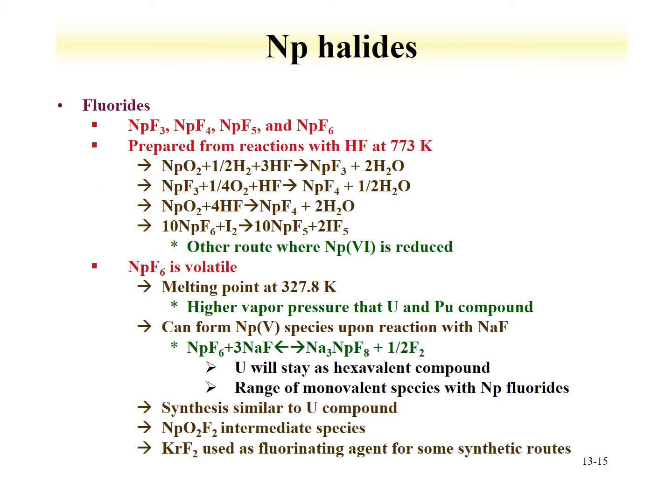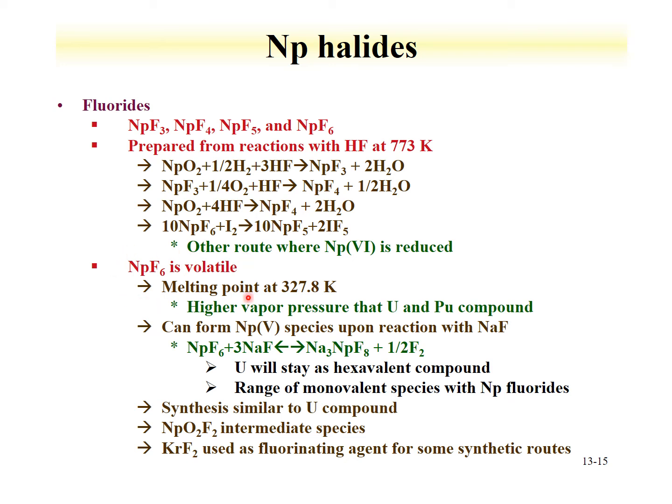The halides are also important species. You can make neptunium halides in the 3, 4, 5, and 6 oxidation states. These can be prepared from reactions with HF, as shown here, either starting with the dioxide or taking the tetrafluoride and adding another fluoride to it, or taking the dioxide and reacting it with the fluoride directly to make the tetrafluoride.